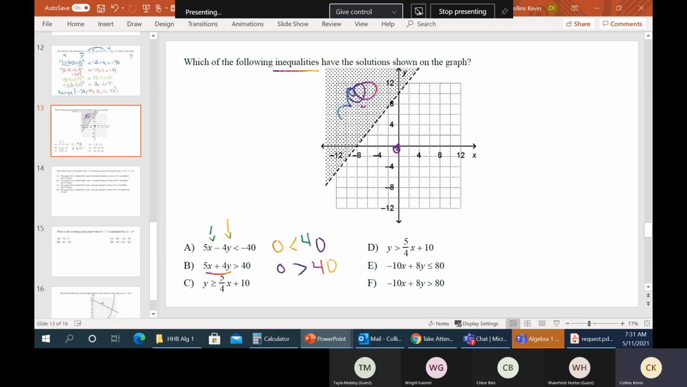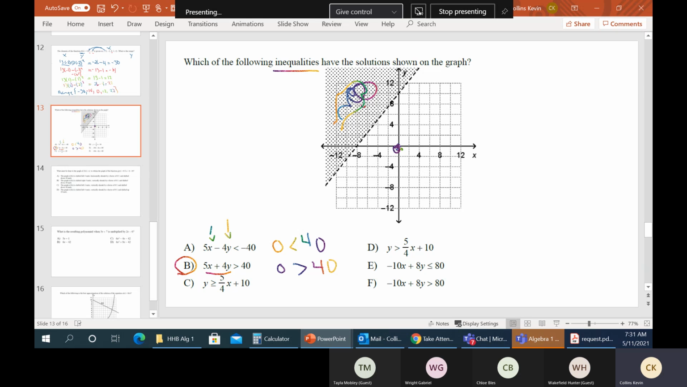So yeah, 0 is not greater than 40. So that means this point does not work, which means the points up in here do. So which of the following is a solution? Well, this guy is. Okay, so that one's good.